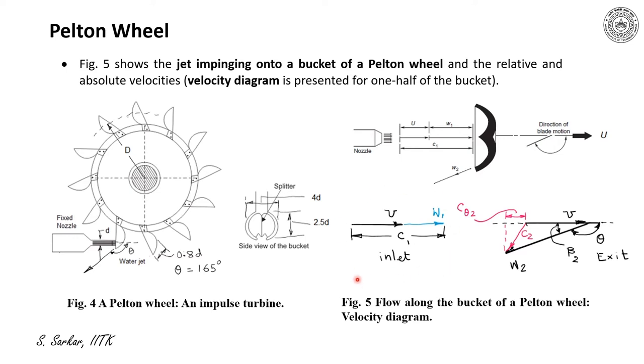So after the velocity triangle at inlet, let me draw the velocity triangle at exit. Now at exit, I know W2 will be getting deflected by an angle theta. Thus, projected here, U plus W2 is equal to C2. And thus I have indicated C theta 2. C theta 2 is the swirl component at exit, which is the projection of C2 in the tangential direction. I have also indicated the exit relative angle beta 2. Thus, I have drawn the inlet and exit velocity triangles which are appropriate for a Pelton wheel.